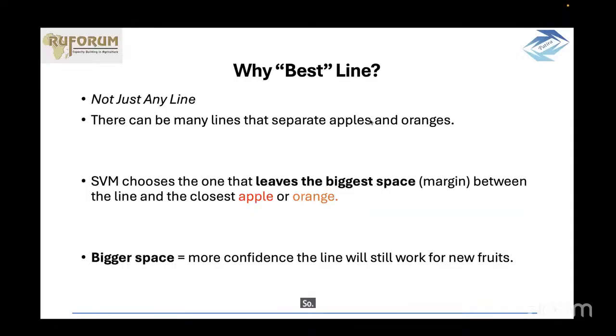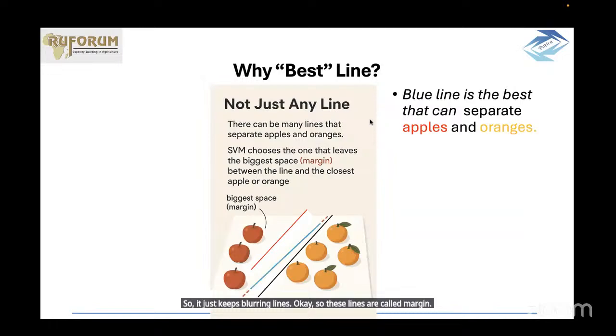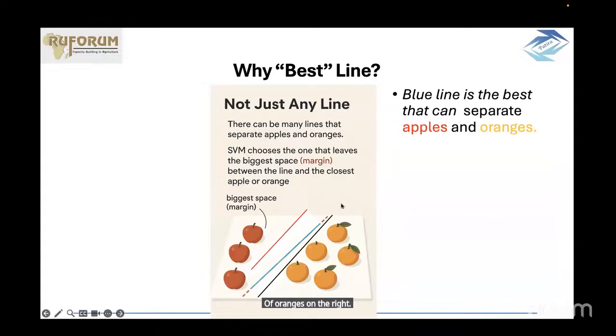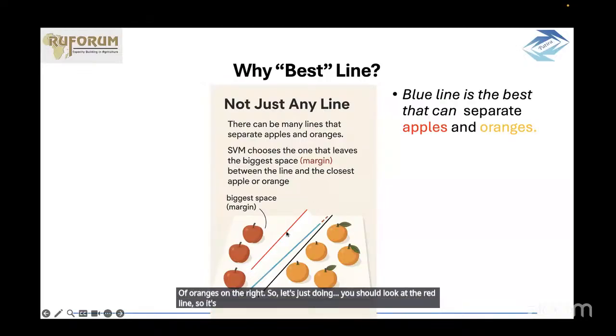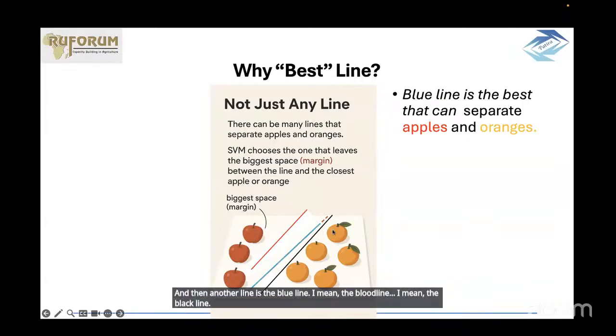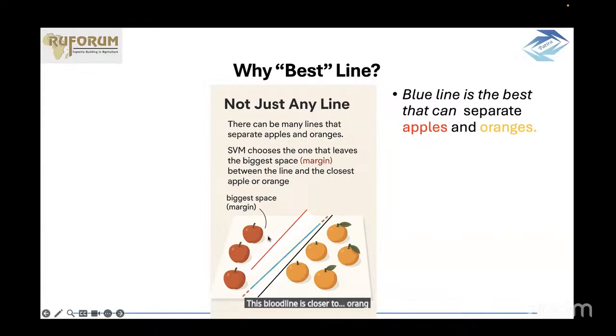So it just keeps drawing lines. Okay? So this is just an illustration. Here, you have our apple on the left, you have oranges on the right. So we start drawing, you look at the red line. It's drawing here, but this red line is closer to apples compared to oranges. And then another line is the black line. This black line is closer to oranges compared to apple.